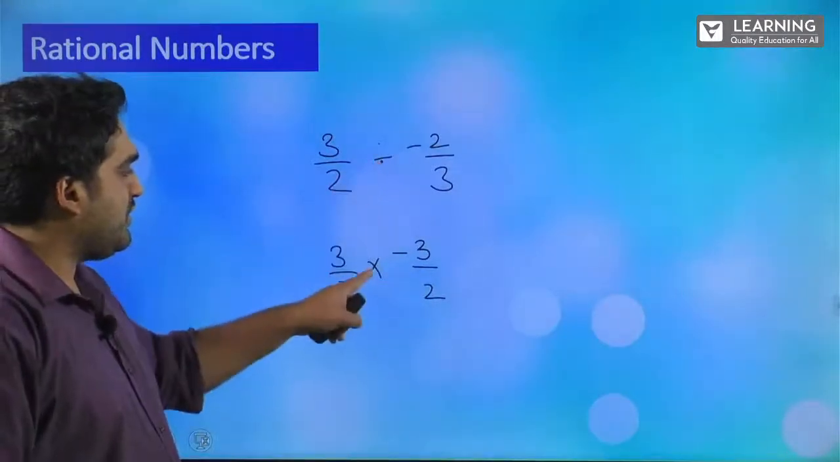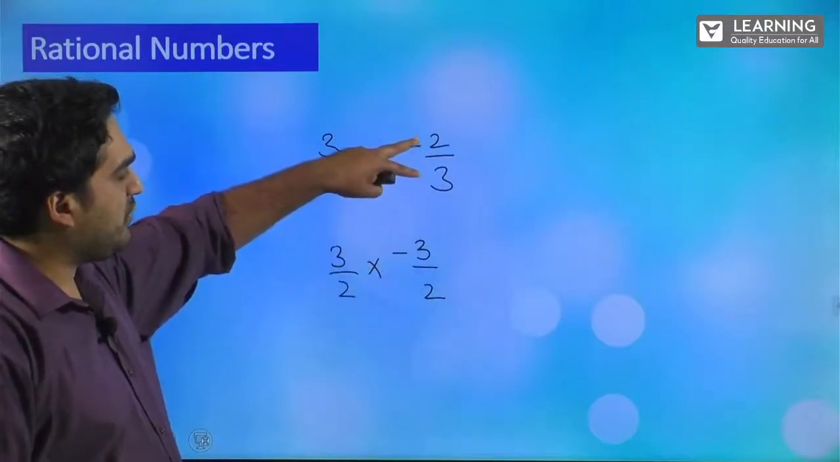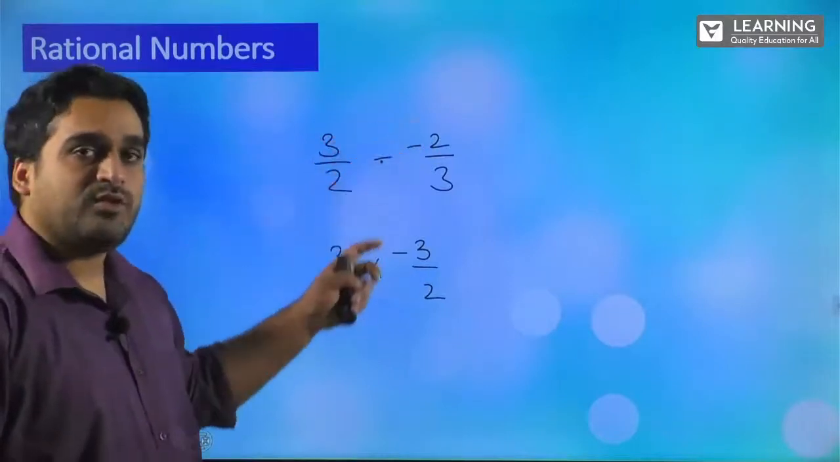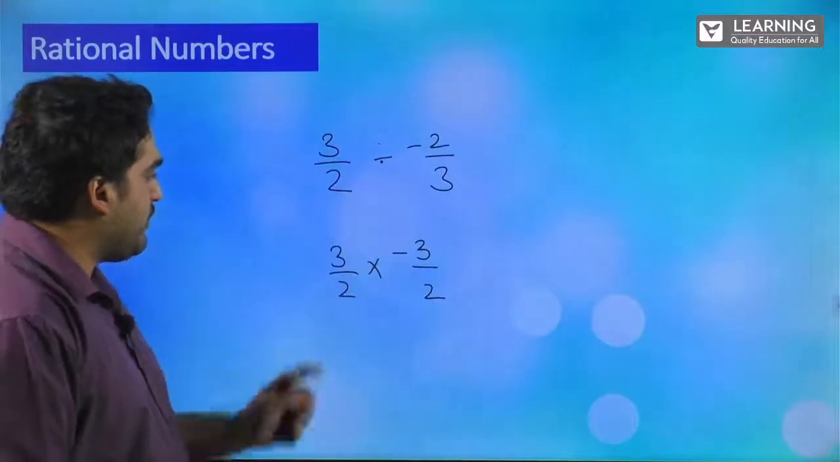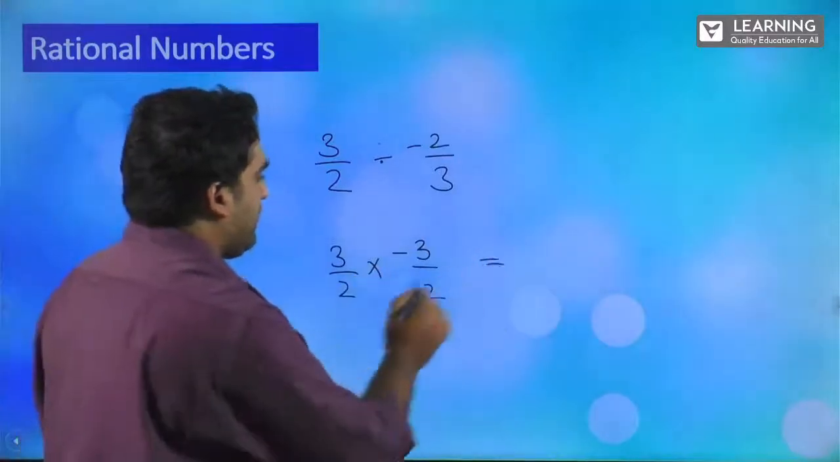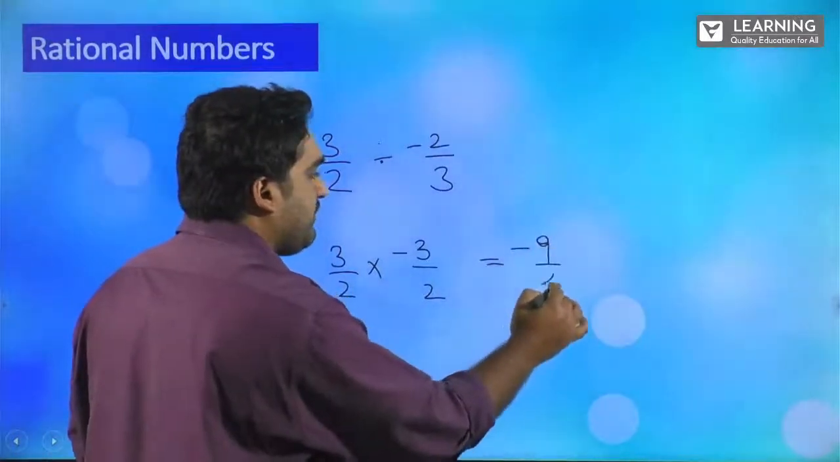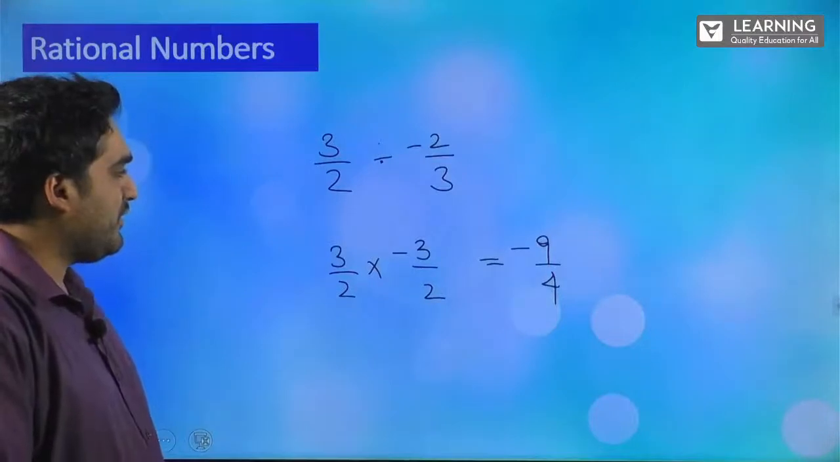Sign from division to multiplication, and what happens to the numerator and denominator is they switch places, and when they switch places, we call this process reciprocal. And then you multiply, and multiplication is a very easy technique which gives you 9 by 4 as a result. Easy?